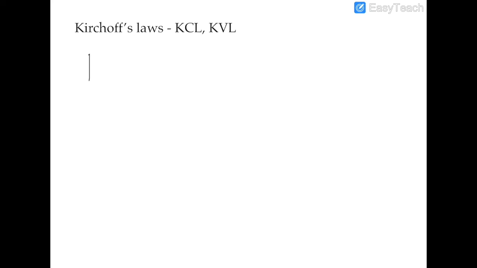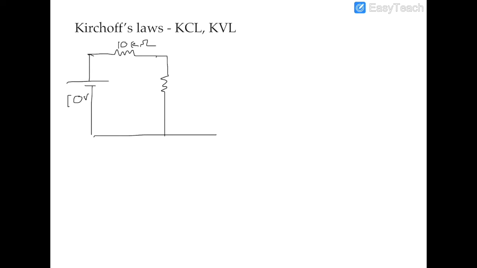So in this problem, we have a 10 volt voltage source which is connected to a 10 kilo ohm resistor. It's connected again to a 5 kilo ohm resistor and branched out to a 2 kilo ohm resistor. And you've got another voltage source here which is 5 volts.